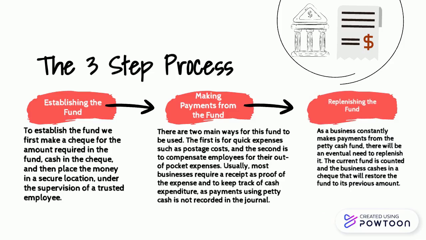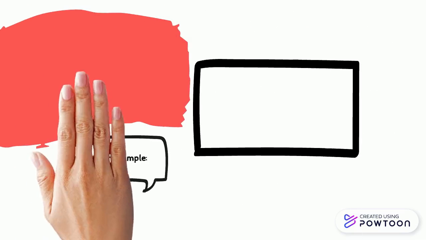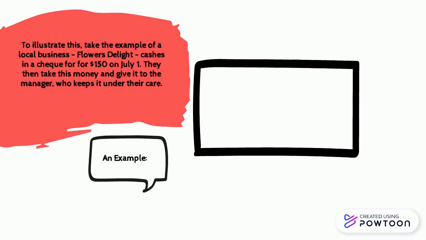Step 3. Replenishing the fund. As a business constantly makes payments from the petty cash fund, there will be an eventual need to replenish this. The current fund is counted and the business cashes in a check that will restore the fund to its previous amount.